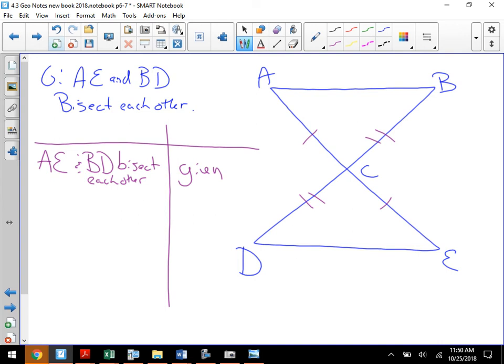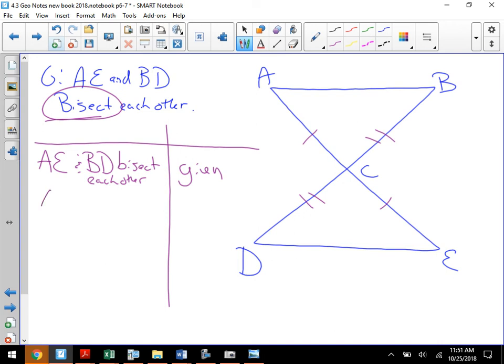Yes, sir. Correct. Because when something gets bisected, it means it's cut in half into 2 congruent parts. That's what a segment bisector is, just like an angle bisector. Angle bisector cuts an angle into 2 equal parts. Yes, sir. And I was just about to write that.